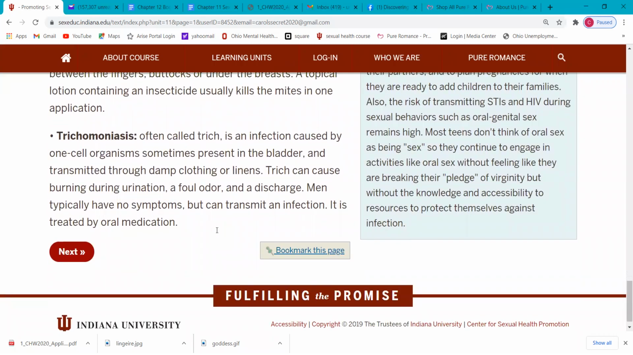So then we have trichomonas, often called trick, which is an infection caused by a one-celled organism, sometimes present in the bladder, and transmitted through damp clothing or linens. Trick can cause burning during urination, a foul odor, and a discharge. Men typically have no symptoms, but can transmit an infection. It is treated by oral medication.